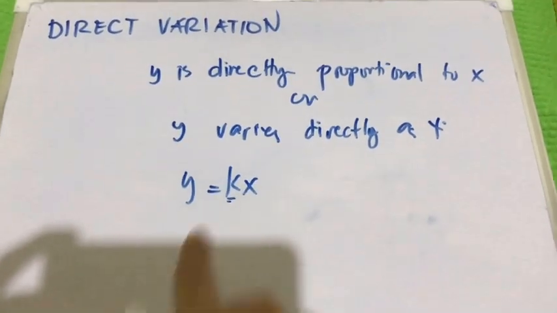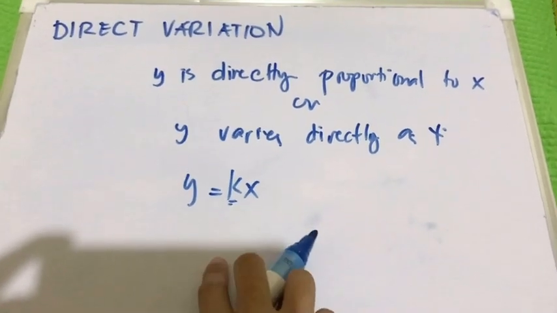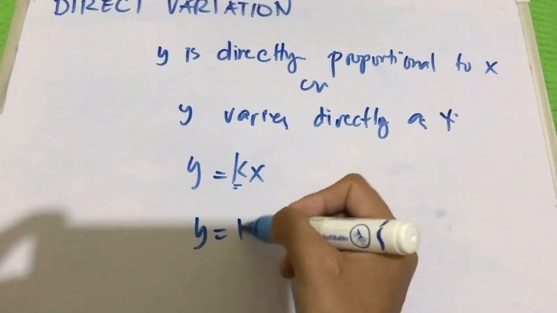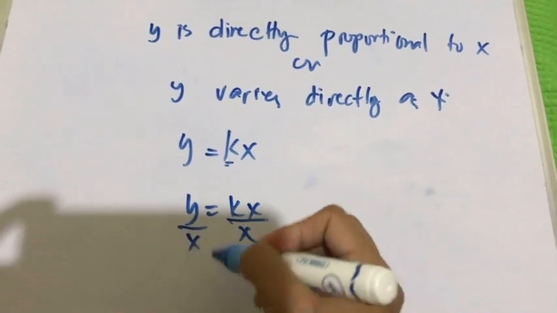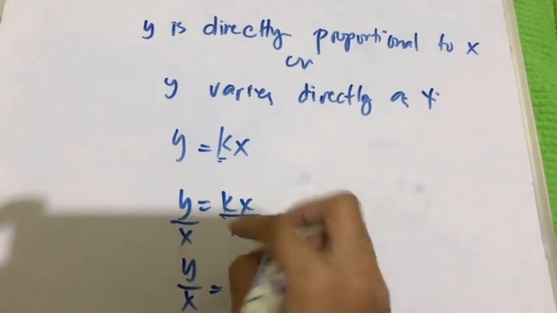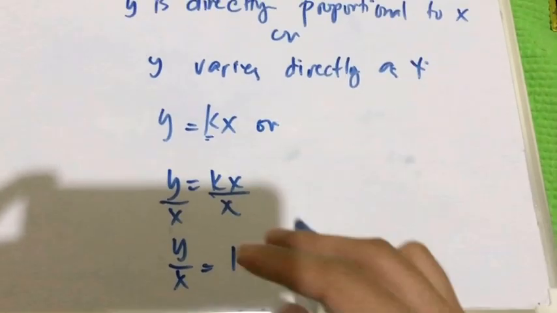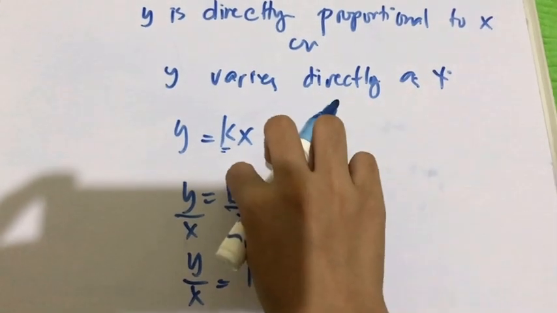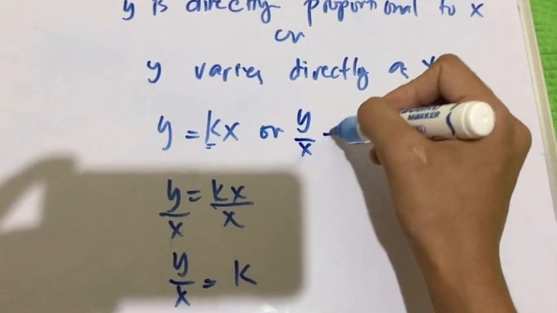So in here, this could also be written as, if we are going to manipulate the given formula, Y is equal to K times X. By dividing both sides by X, we have here Y over X is equal to K, no? This could be confusing, because some of the questions are tricky. This Y equals K times X is just equal to Y over X equals K.